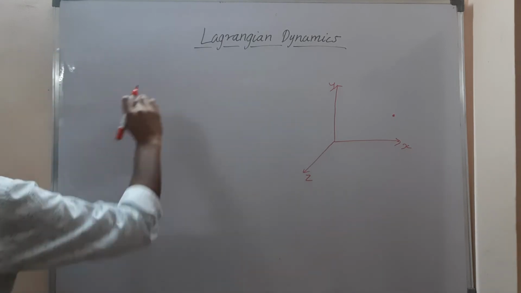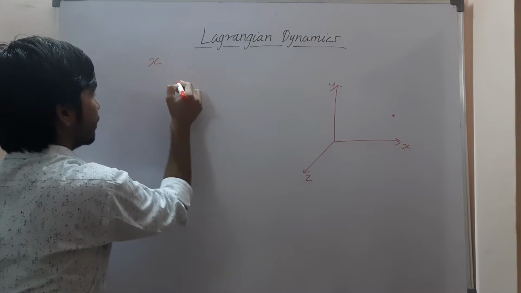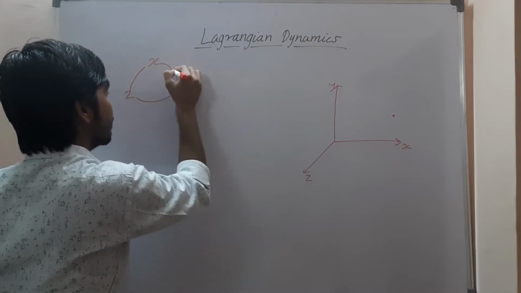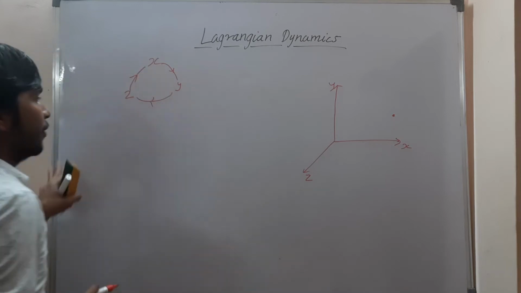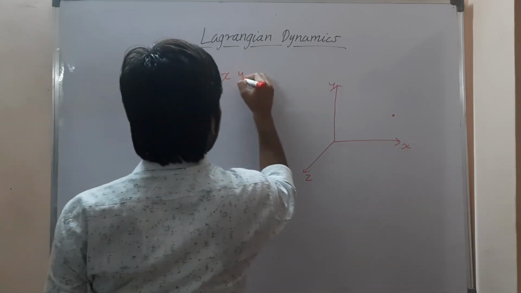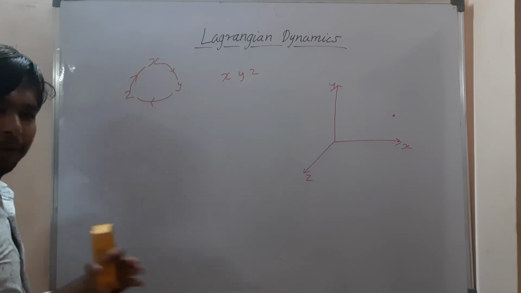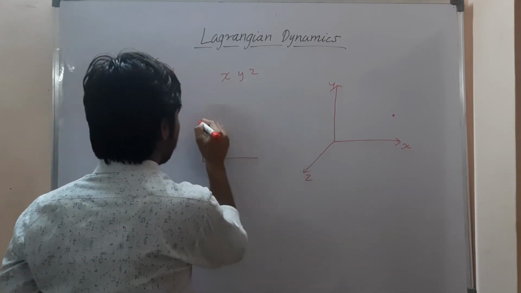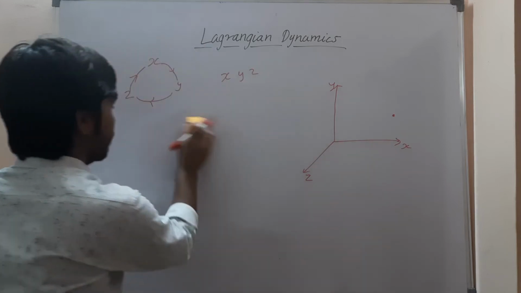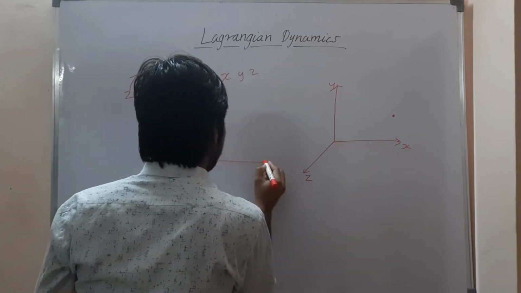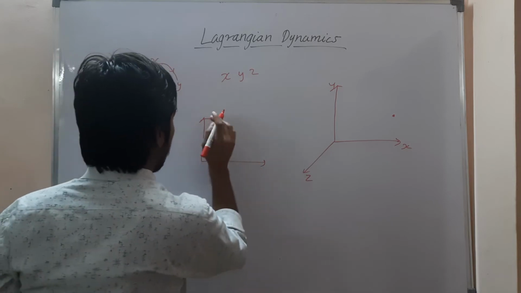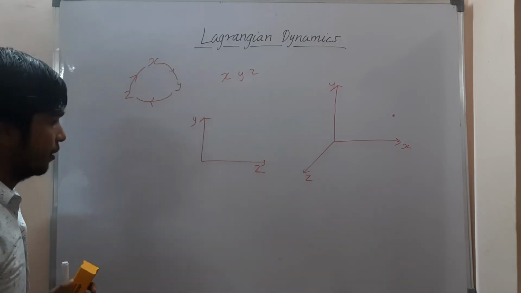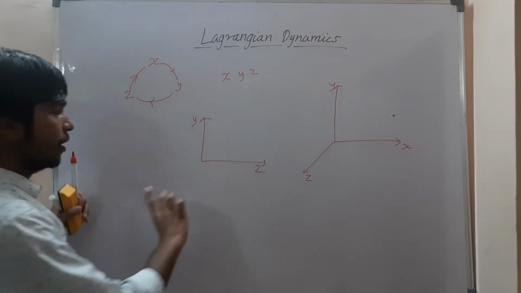There is one trick. We can write x, y, z and connect it like this. So if I am taking any two coordinates, let me take the two coordinates we used when we were talking about 2D motion, x and y. Let me take y and z also.